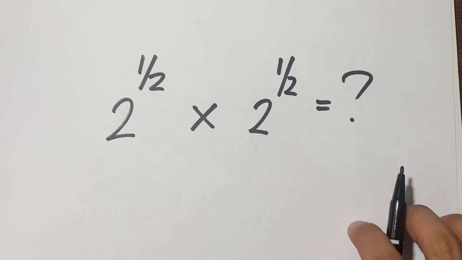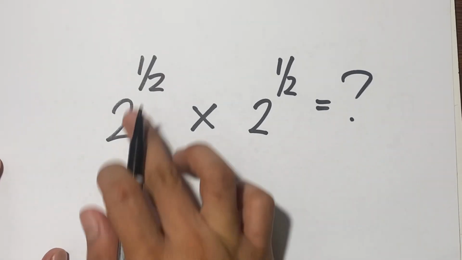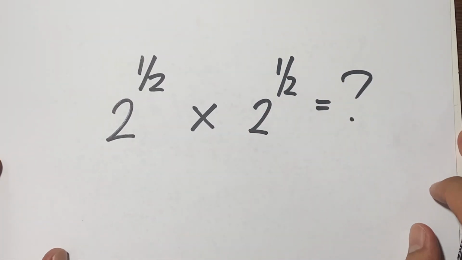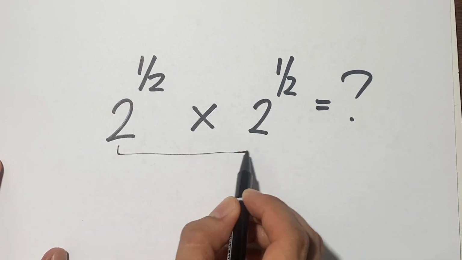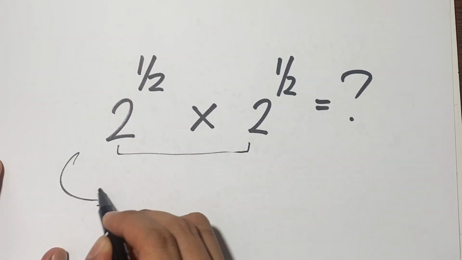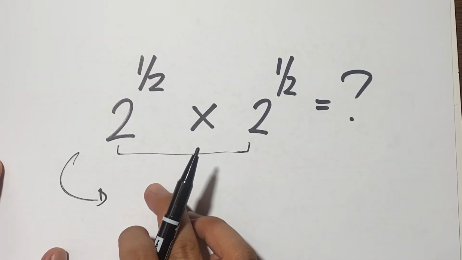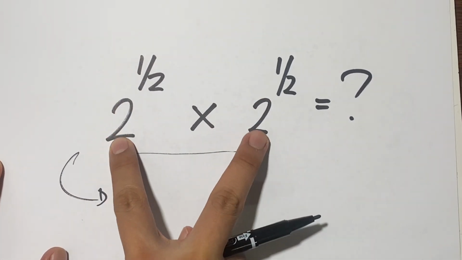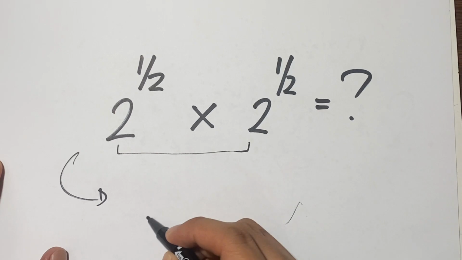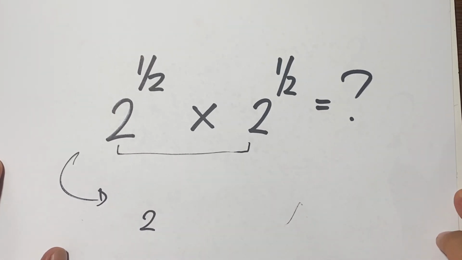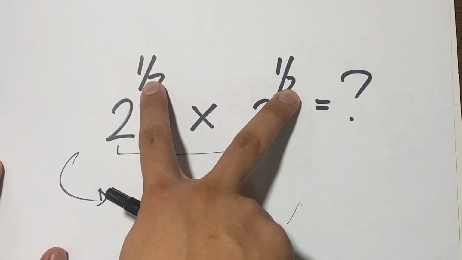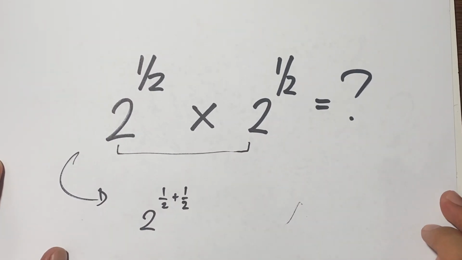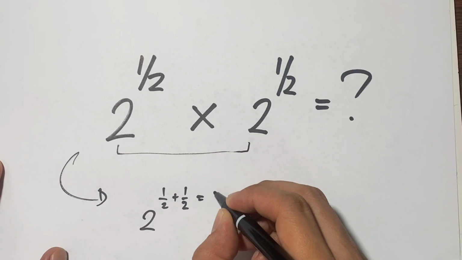In this case, we're going to multiply 2 raised to the power of 1/2 and 2 raised to the power of 1/2. As you can see here, since they have the same base, which is 2, in multiplication of numbers with a fractional exponent, when they have the same base, we will just copy the base, and what would happen to our exponent is that instead of multiplication, they would be added. So that would be 1/2 plus 1/2, and that would be equal to 1.